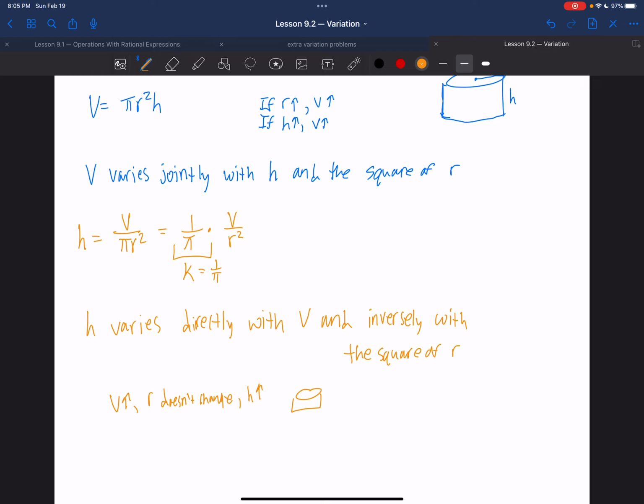Anyway, if volume goes up and r doesn't change, then the height increases. Now, if the radius goes up and the volume doesn't change, then the height has to go down. If I start with this object and then increase the radius, the height has to go down to contain the same amount of volume. So that relationship with the radius is inverse. It's inversely proportional.